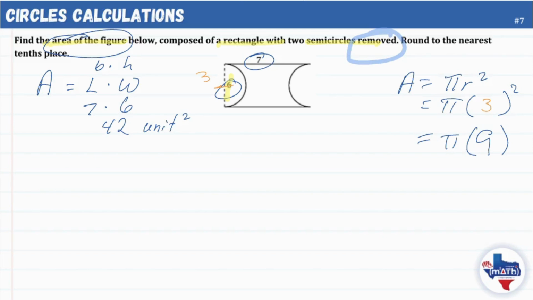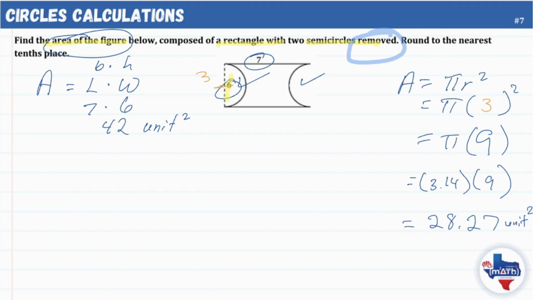Now, that's for a full circle. But as you can see here, we have 1/2 and another half, which makes a full circle. So, let's find the area of that circle using pi of 3.14. So we get 28.27 square units.